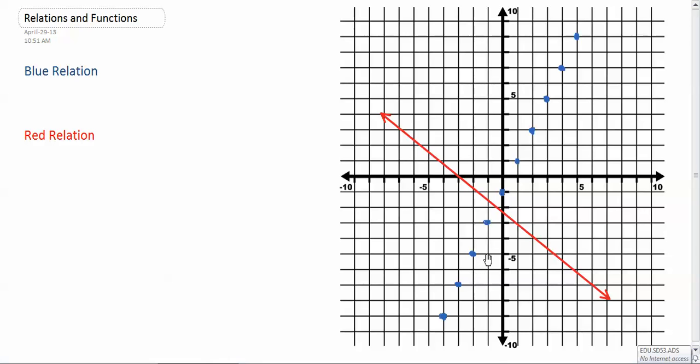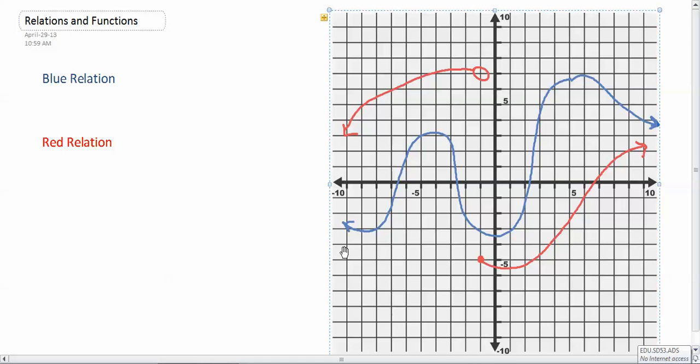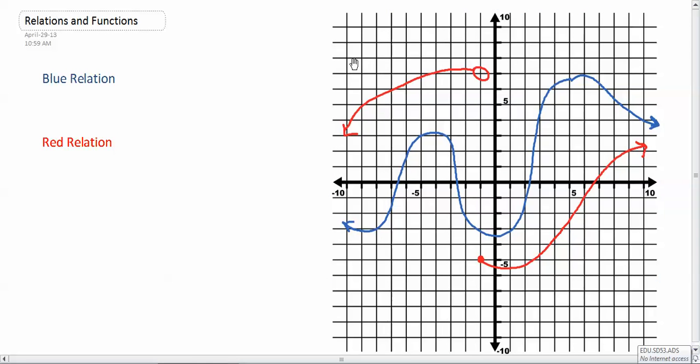Now, in our next example here, things get a little bit tricky. We have to be careful with our definitions here. I want to draw your attention to the blue relation first. If I trace this out with my hand, I can trace it without ever having to take the hand away. So we can be certain that this blue relation is definitely continuous.